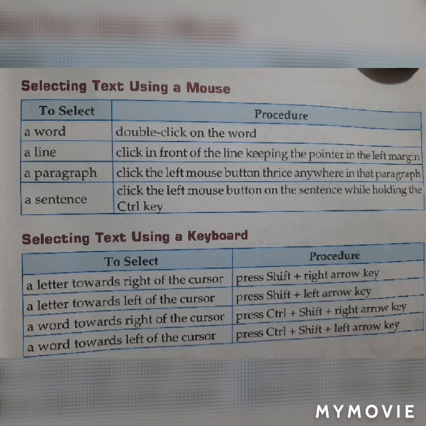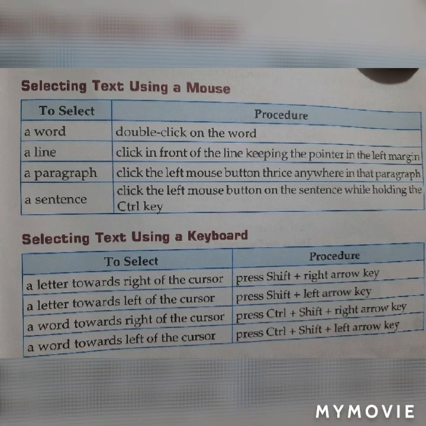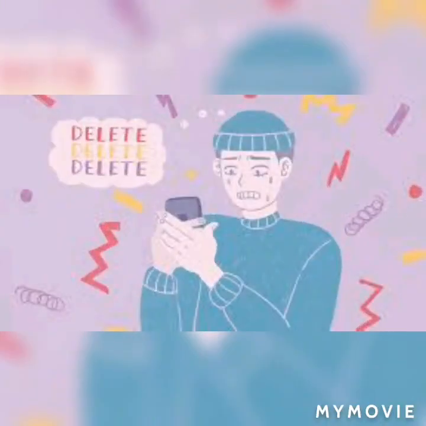Now for selecting the text using a keyboard. Suppose you want to select a letter towards the right of the cursor, then press shift plus right arrow key. If you want to select a letter toward the left of the cursor, press shift plus left arrow key. If you want to select a word towards the right of the cursor, press Ctrl plus shift plus right arrow key, and toward the left, press Ctrl plus shift plus left arrow key. There is a table given over there to understand better. Go through it properly.